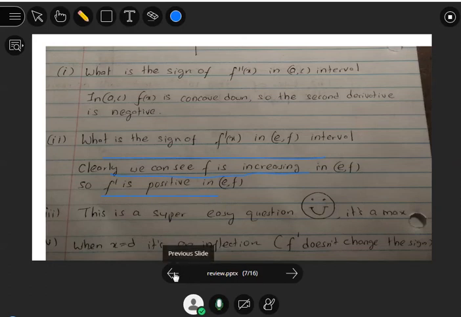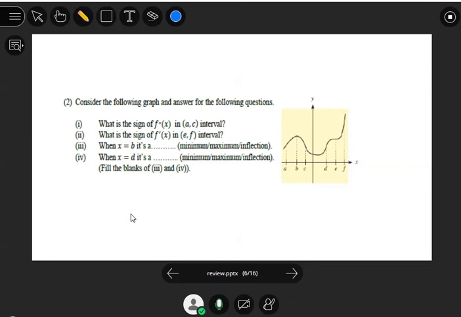I think the third one is a super easy one. It is asked, when x is equal to b at this point, what occurs here. Clearly it is a maximum. We have already discussed such things: if this occurs it is a maximum, if this occurs it is a minimum. And part 4 is also easy, when x is equal to d at this point.